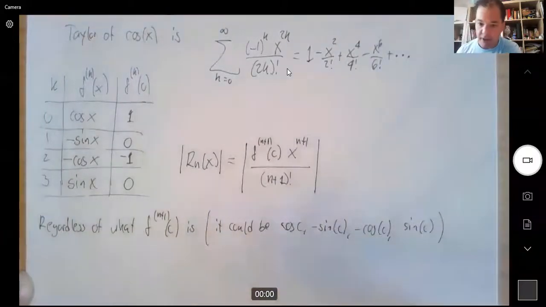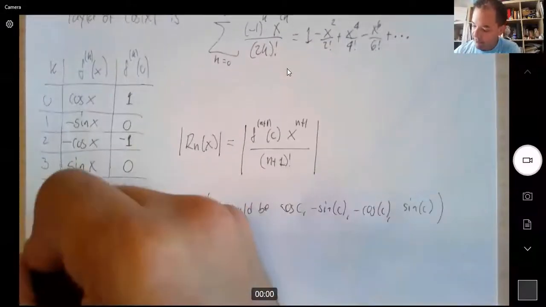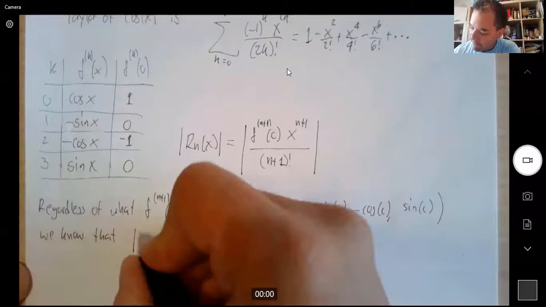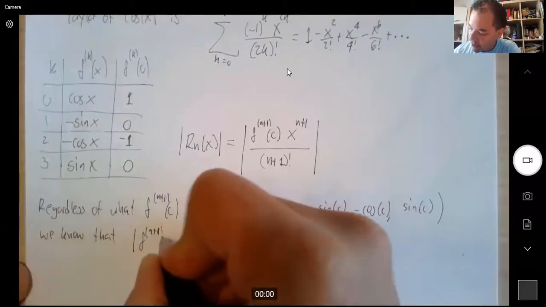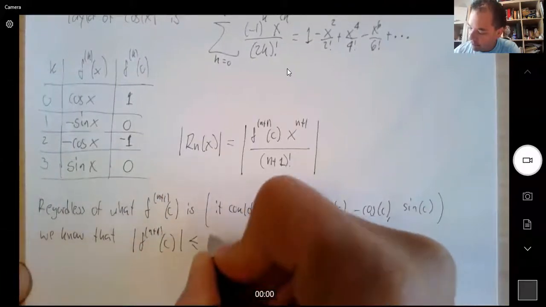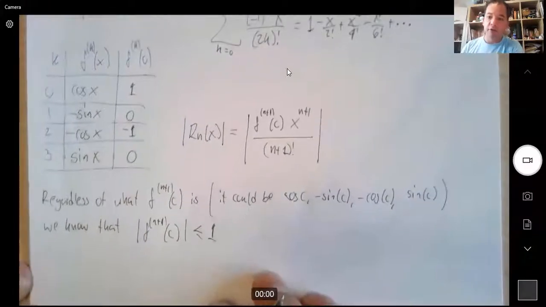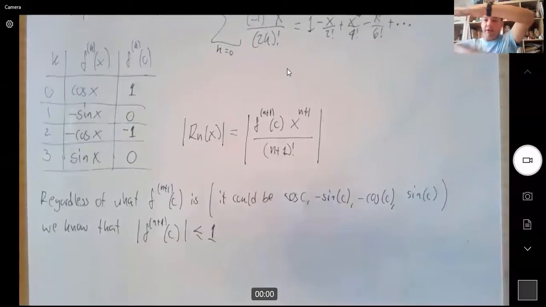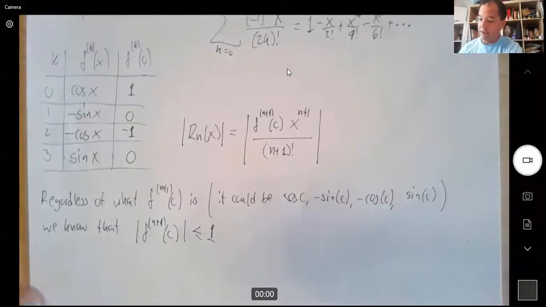Doesn't matter which one it is, we know that it's going to be at most 1 in absolute value. Is that clear? So remember, sine, cosine, negative cosine, all of those are always between negative 1 and 1, right? Bounded between negative 1 and 1. So when you take the absolute value, it's at most 1, right?